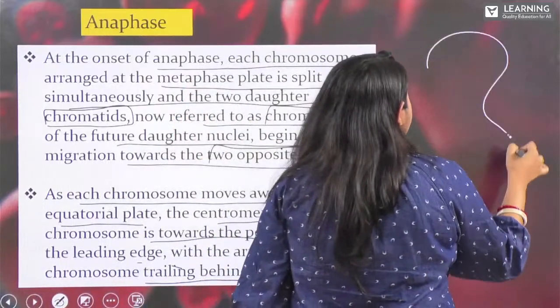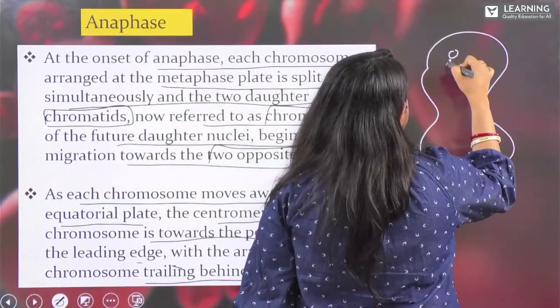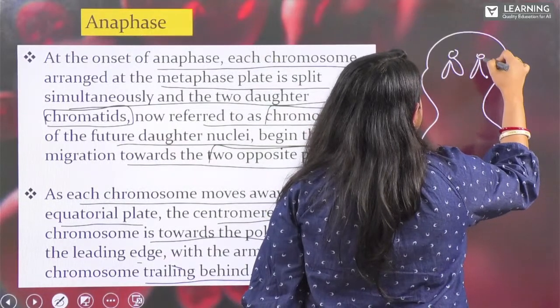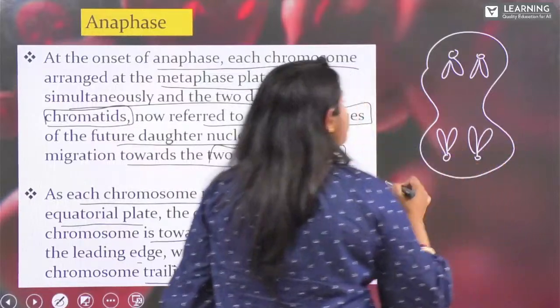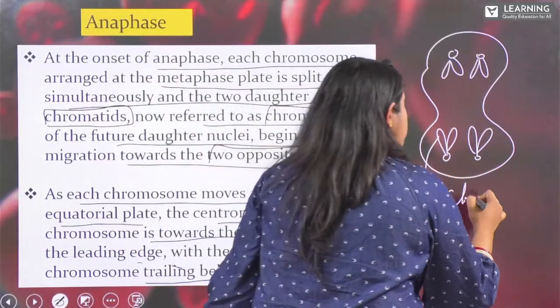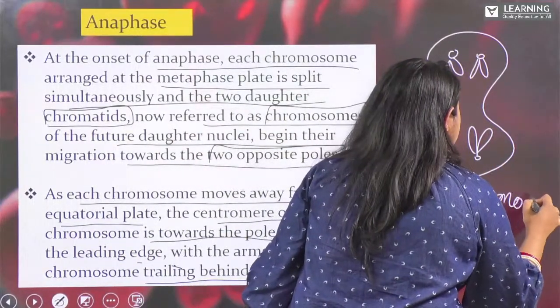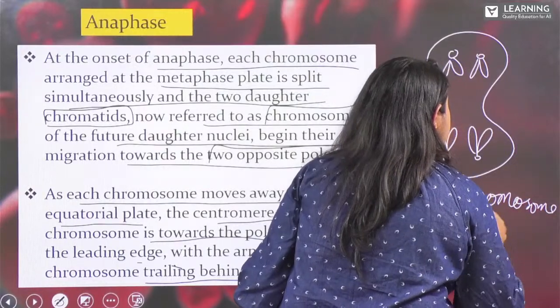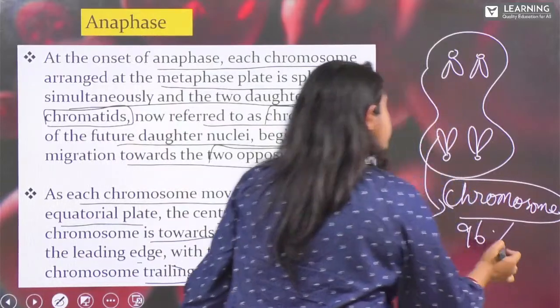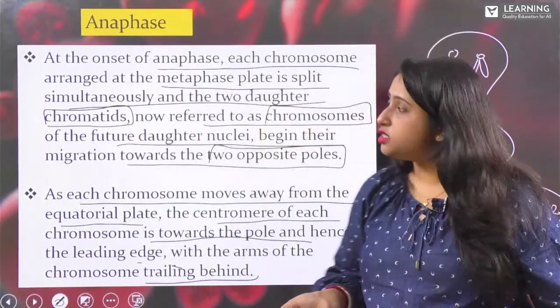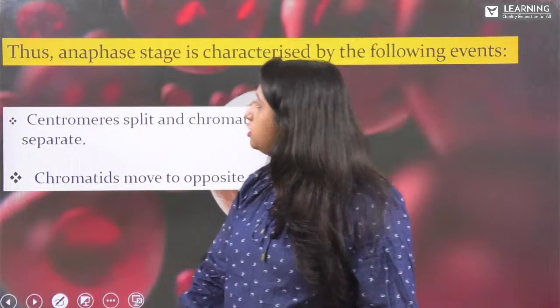So here what happens? The centromere splits, isn't it? And the chromosome moves towards the opposite pole. These are known as chromosomes now. So this is now a chromosome, no longer a chromatid, okay? So anaphase contains 96% of chromosome, all right? So yes, now let us learn the telophase.